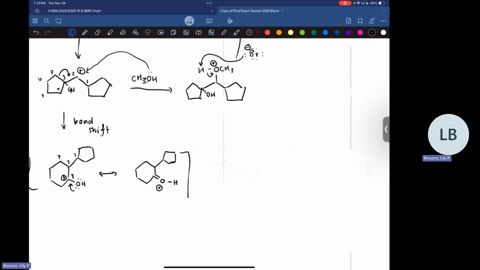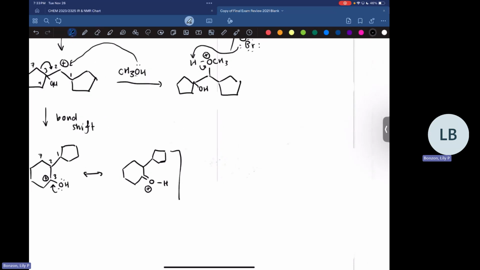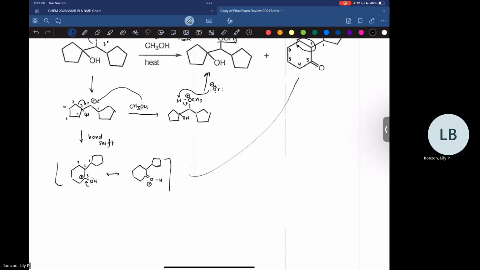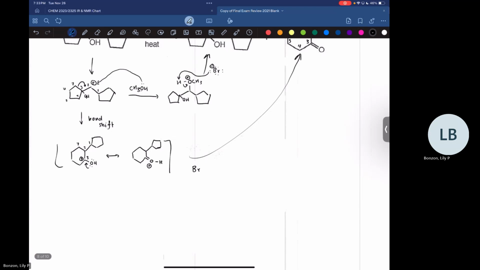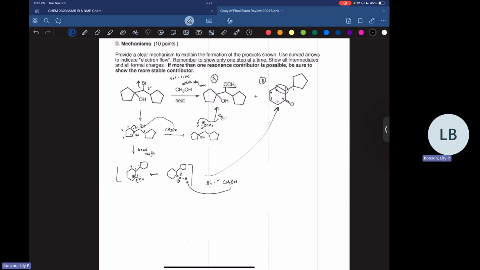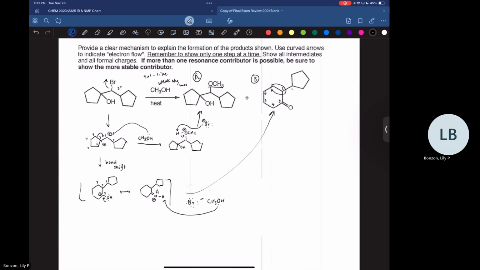So then from here, in order to form product B, we just have to again deprotonate that oxygen. So you could use Br- or you could use CH3OH as your nucleophile. You just have to show the nucleophile taking that hydrogen and that hydrogen donating its bond back to oxygen. So that's the mechanism. Any questions on this one?